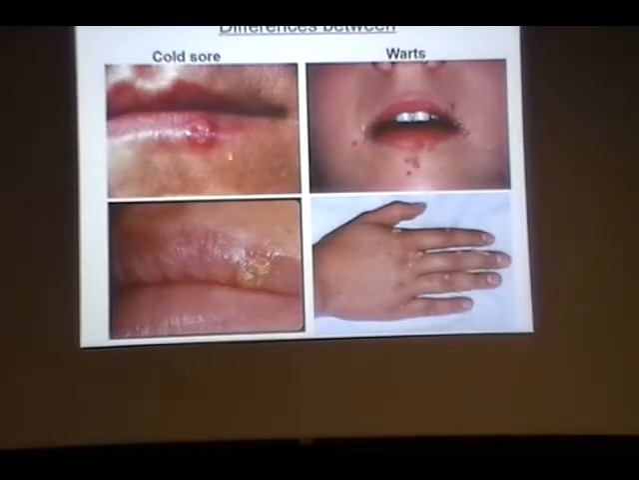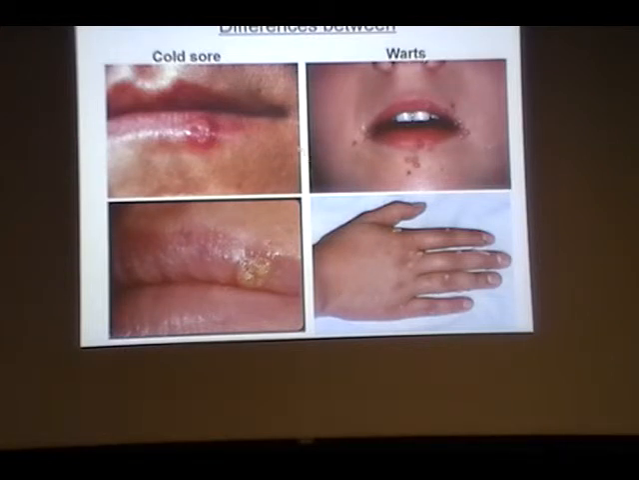So I mentioned, this is how it looks during the early time when you have a cold sore. But this is how it looks later. Eventually they will disappear. Here I want you to take a close look at how the cold sore looks like. And there's another concept called warts.